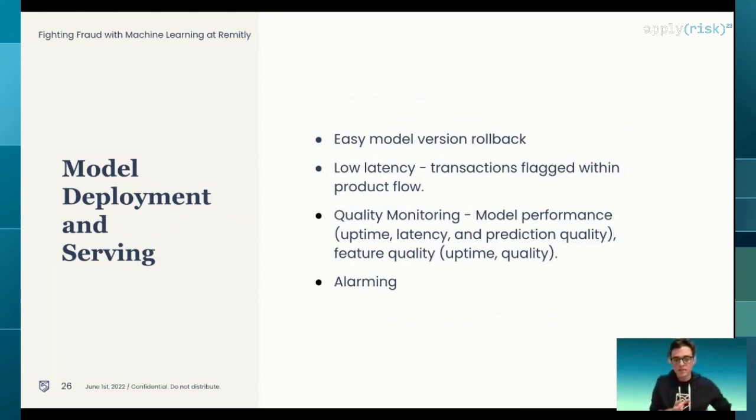Next is quality monitoring. So have monitoring. Know if your model is down, know if it is timing out, or if your features are missing, or if you're flagging too many transactions. If your model stands in the critical path of customer experience, you must know when it is behaving incorrectly.